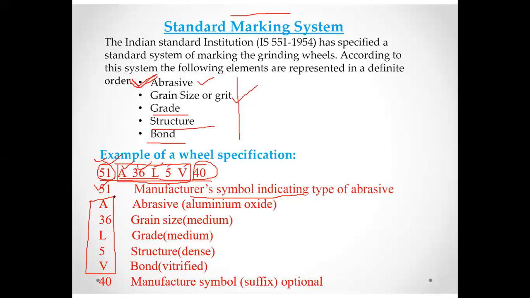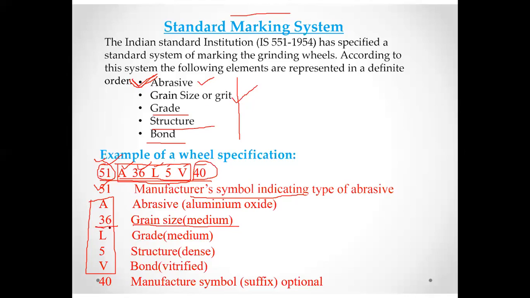So by seeing this grade, this specification, you can say that this grinding wheel is made of abrasive particles which are aluminum oxide. And after that, 36 is nothing but your grain size. Grain size is nothing but grit. So 36, we have seen last class, means it's a medium type of grain.